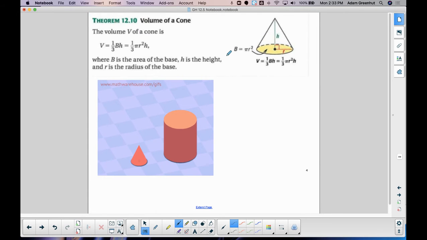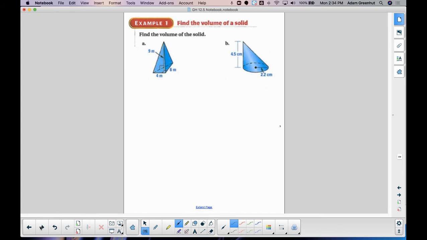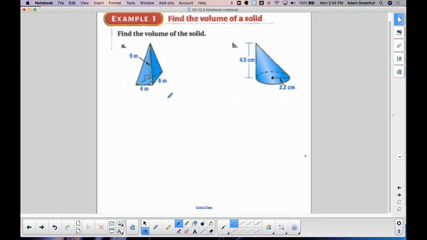A cone's just like a pyramid. It's 1/3 area of the base times the height, just like the cone compares to the cylinder the same way the pyramid compares to the prism. And they're showing you basically the water test again, just electronically. So it's 1/3 to find the volume of the prism. So now we can just do a bunch of examples.